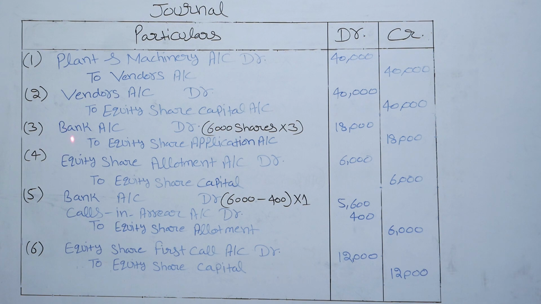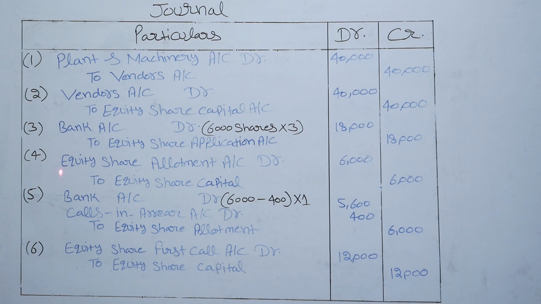Next entry of share application money received of 6,000 share. So entry will be bank account debit to equity share application account. Total number of share is 6,000 share and per share value on application is 3 rupees. So in this way we get 18,000 debit and 18,000 credit.